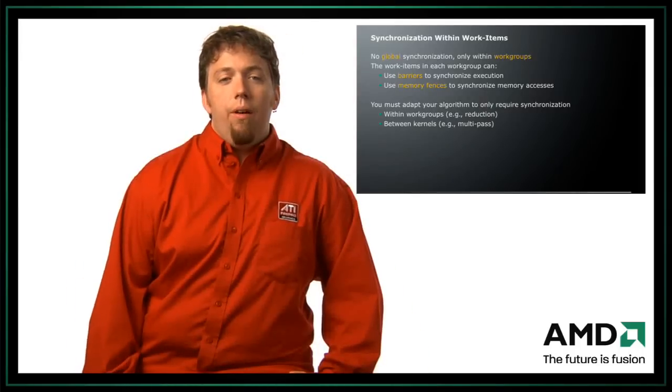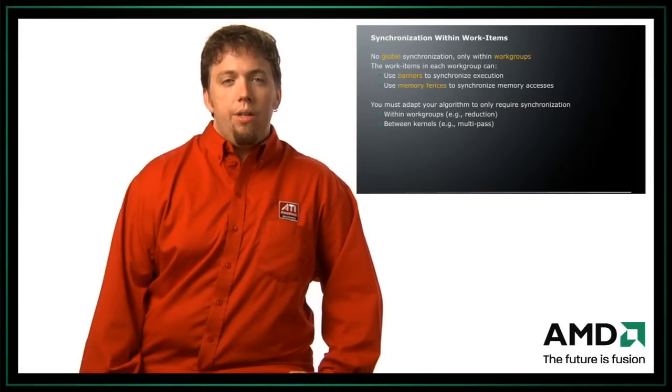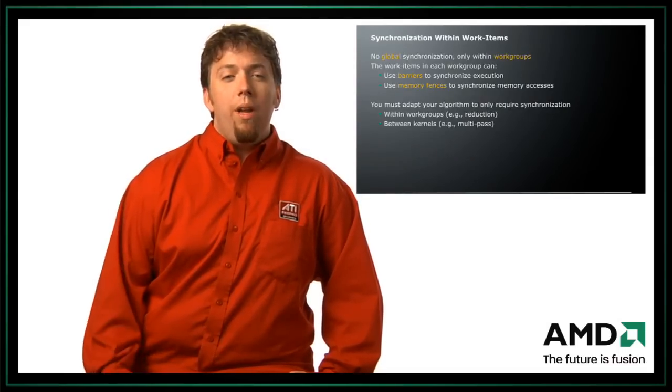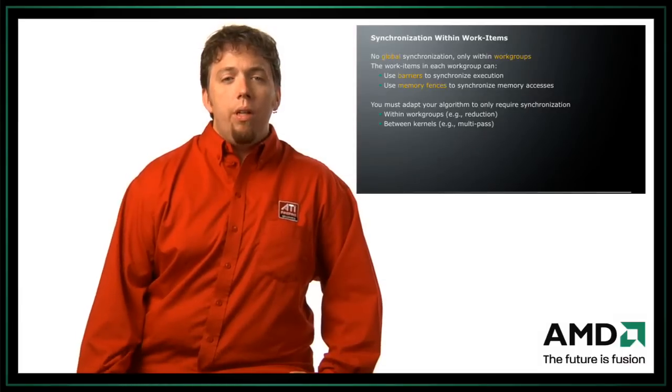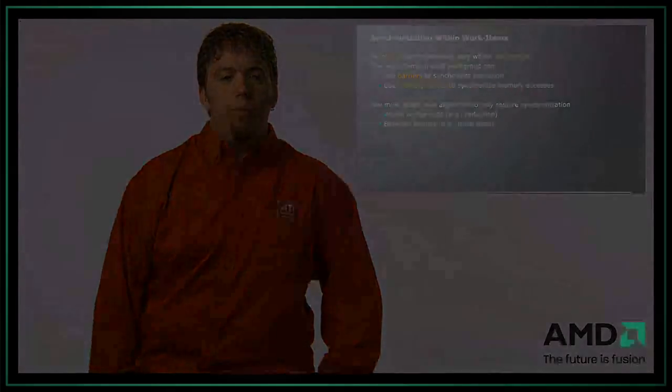You must adapt your algorithm to only require synchronization within work groups. So let's say you're doing a local reduction; in that case, you're using barriers or memory fences, or between kernels. And if you really need global synchronization, you have to do a multi-pass algorithm because the only way you'll be able to synchronize is between different kernels.